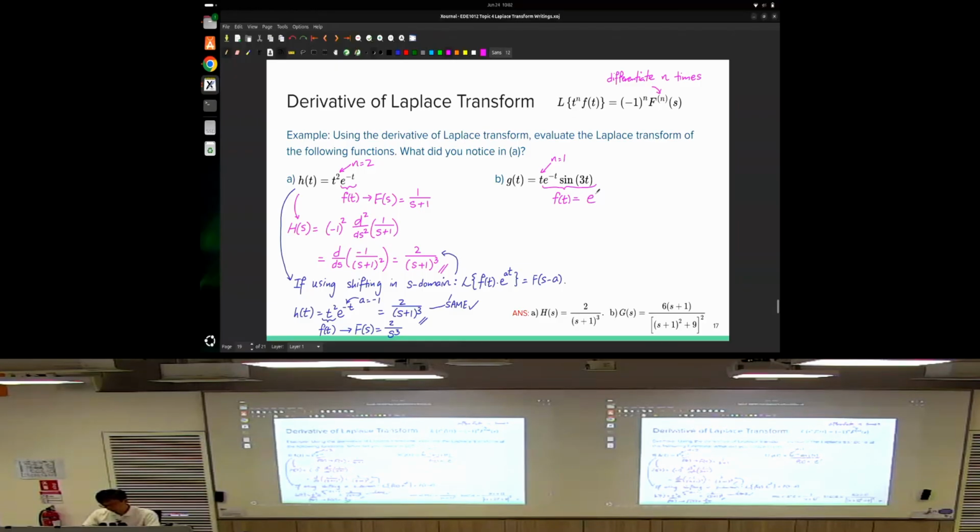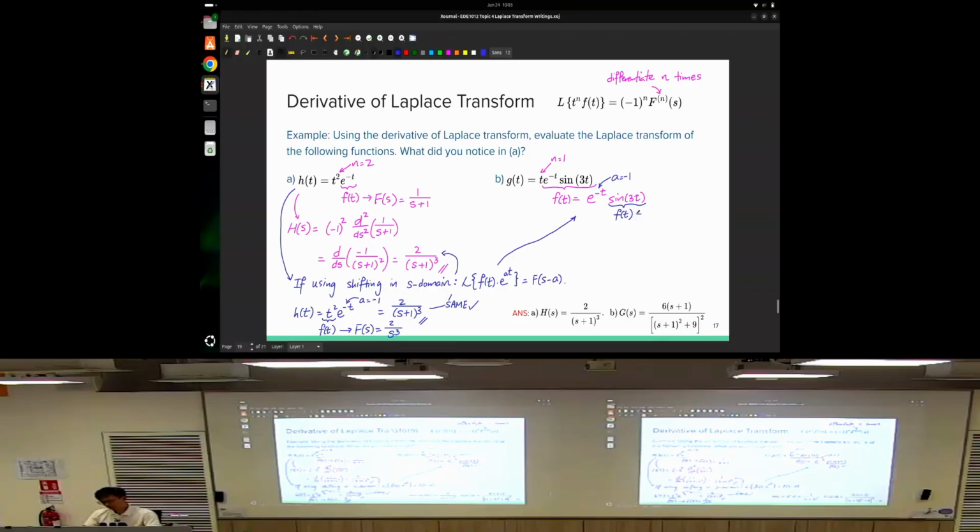Okay, so f of t is e to the minus t sine 3t. But if you look at what we did earlier, shifting in the s domain, this becomes your blue f of t. Because a is what? A is minus 1. So if this gives you the blue f of t, which is just sine 3t, right?